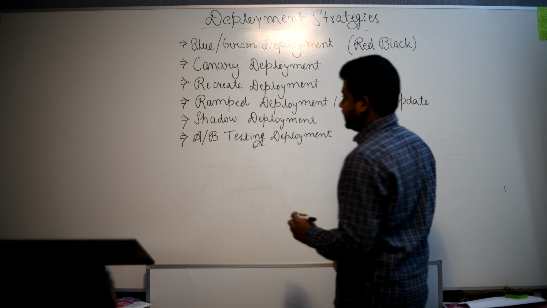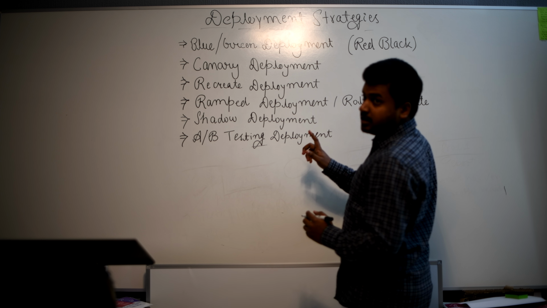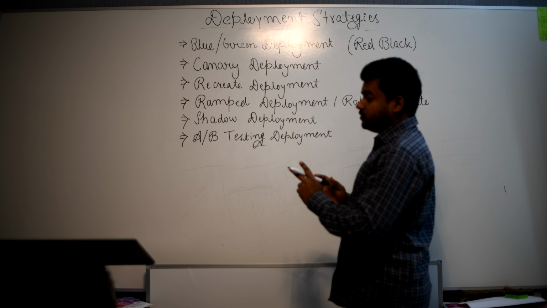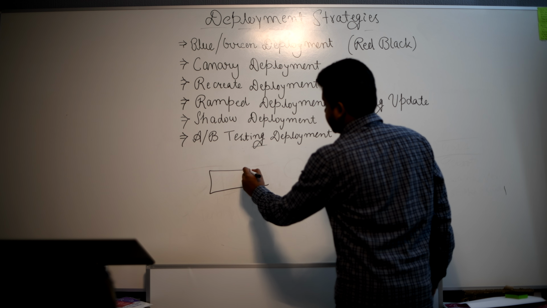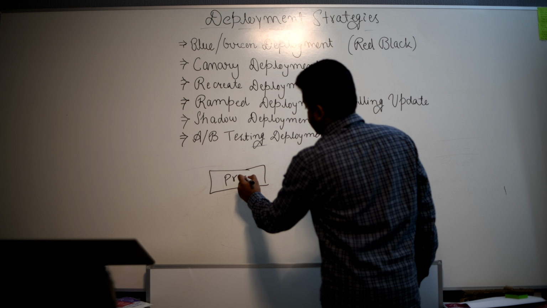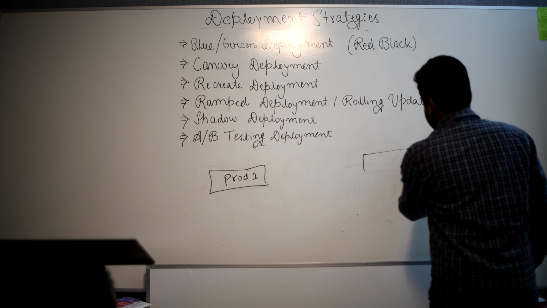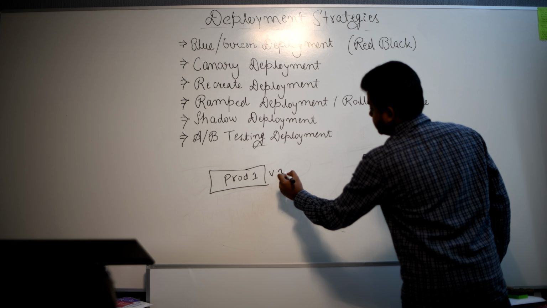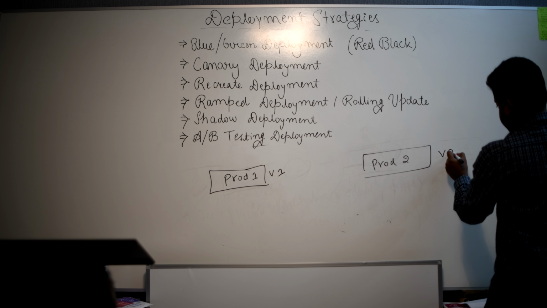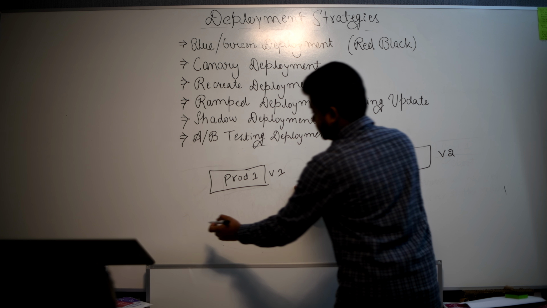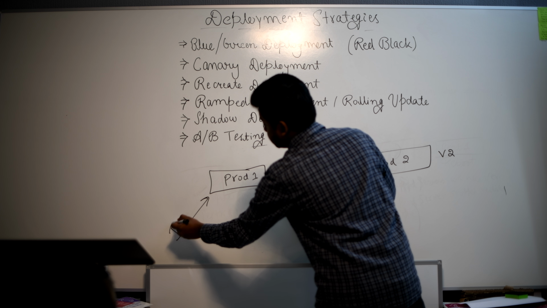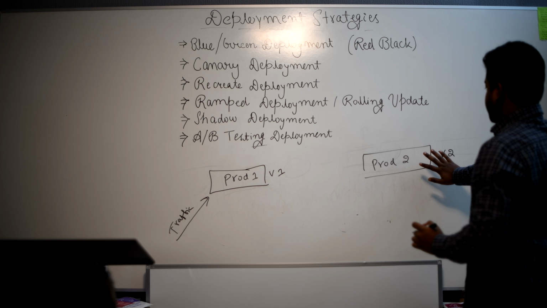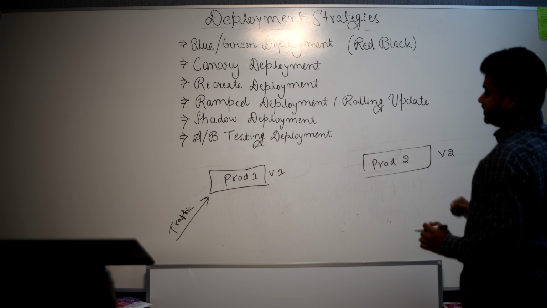So in shadow deployment also we have a similar production environment, two production environments or two production servers. They will be exactly the same. So this is prod 1 and this one is your prod 2. v1 is deployed in prod 1, v2 is deployed on prod 2. Currently prod 1 is receiving all the traffic. Prod 2 is sitting idle just with the v2 version.